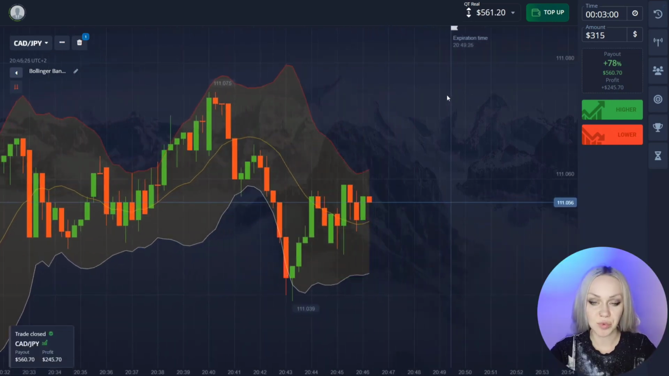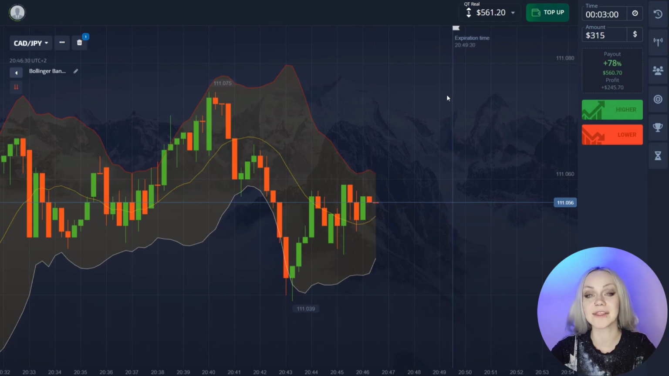We can see that the entry point was chosen perfectly. We managed to see good growth and make a profit. Now let's look at the next market case.